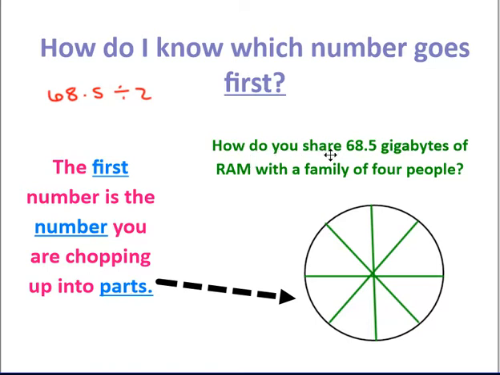So how do you share 68.5 gigabytes of RAM with a family of 4 people? Well, what here are you chopping up? Are you chopping the people or are you chopping the gigabytes? Well, you're chopping the gigabytes because that's what you're looking to share. So in this case, it's going to be 68.5 divided by 4. Okay?